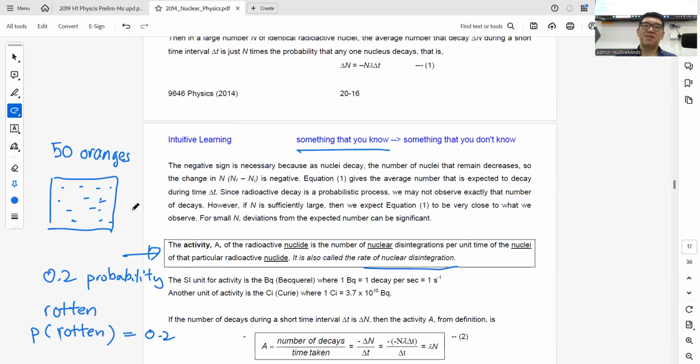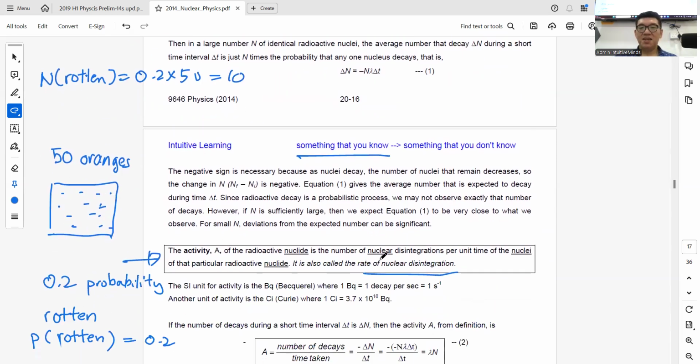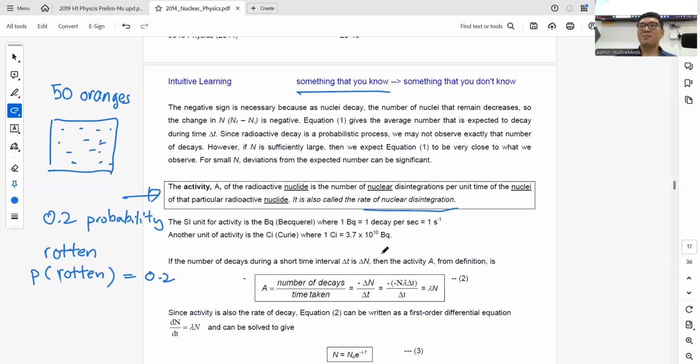What would be the answer then? So you take the actual number of rotten oranges, which would then be 0.2 times 50. And that's how you got 10. So this is what you know, right? Okay. Now this is the thing you learn here. Decay constant and activity are the same thing.